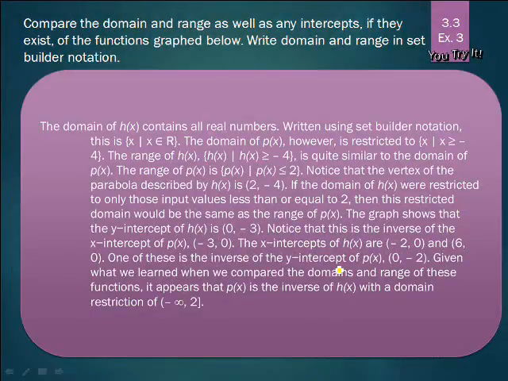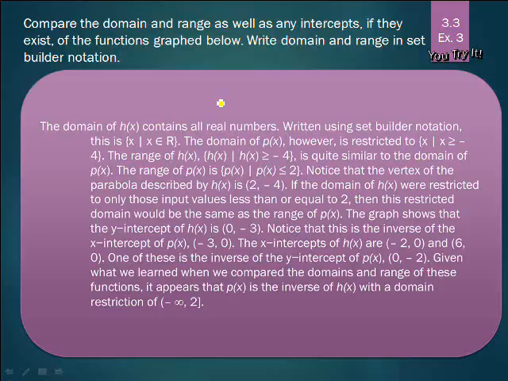The answer is the domain of h of x contains all real numbers. Written using set builder notation, this is the set of x's such that x is in the real number set. The domain of p of x, however, is restricted to the set of x's such that x is greater than or equal to -4. The range of h of x, the set of h of x such that h of x is greater than or equal to -4, is quite similar to the domain of p of x. The range of p of x is the set of p of x such that p of x is less than or equal to 2.